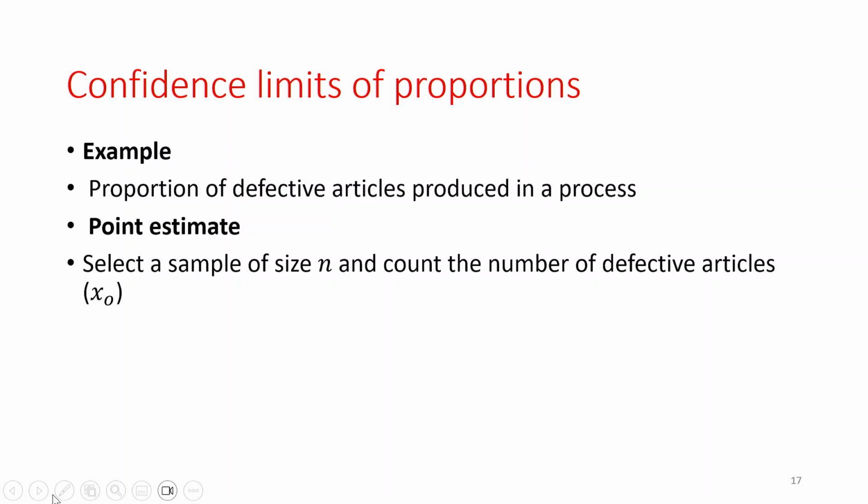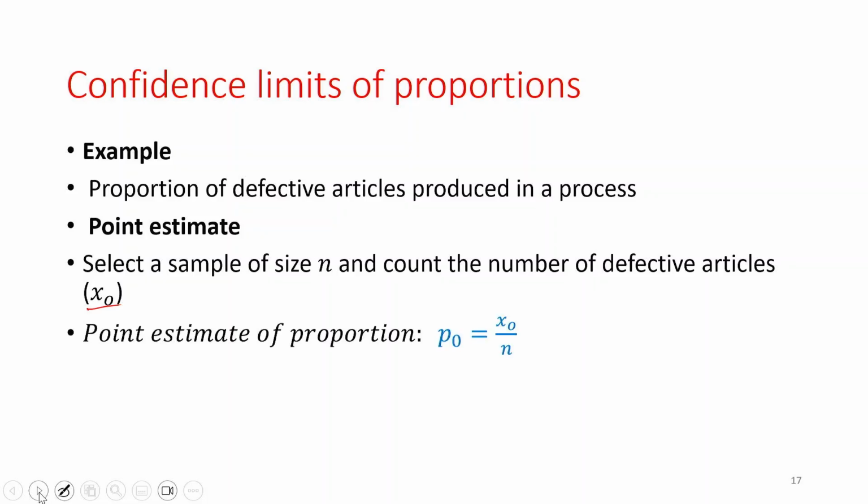Select a sample of size, let us say n, and count the number of defective articles in it. Let us say that is X0, and therefore the point estimate of the proportion P0 is X0 by n. Out of n, X0 are defective, so the proportion is X0 by n. The O stands for actually observed, so P0 stands for P observed, the proportion of observed defectives, which is X0 by n.